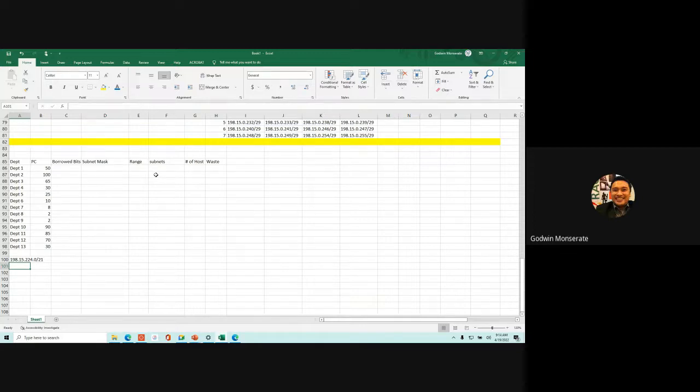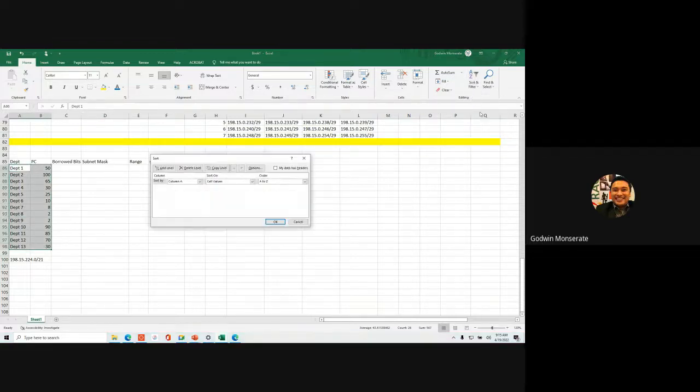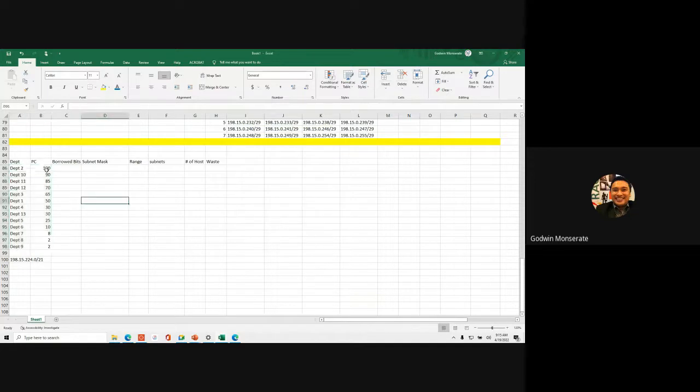So simple lang kayo, no? All you have to do is to arrange this one first in order so that you can see the biggest number of hosts before you try to compute for the least number of hosts. Okay? So all you have to do is to sort this one out, custom sort, then sort column B from largest to least number of hosts. So you get 100.